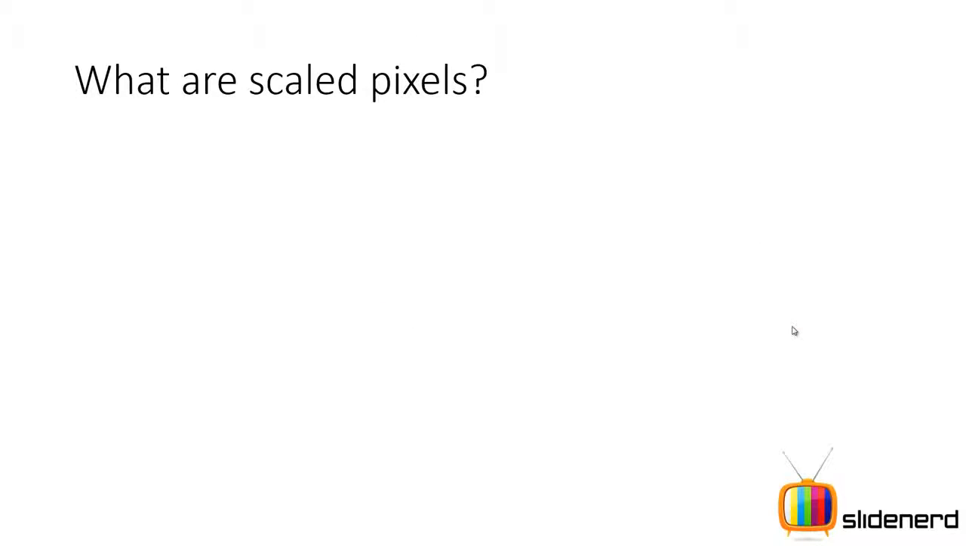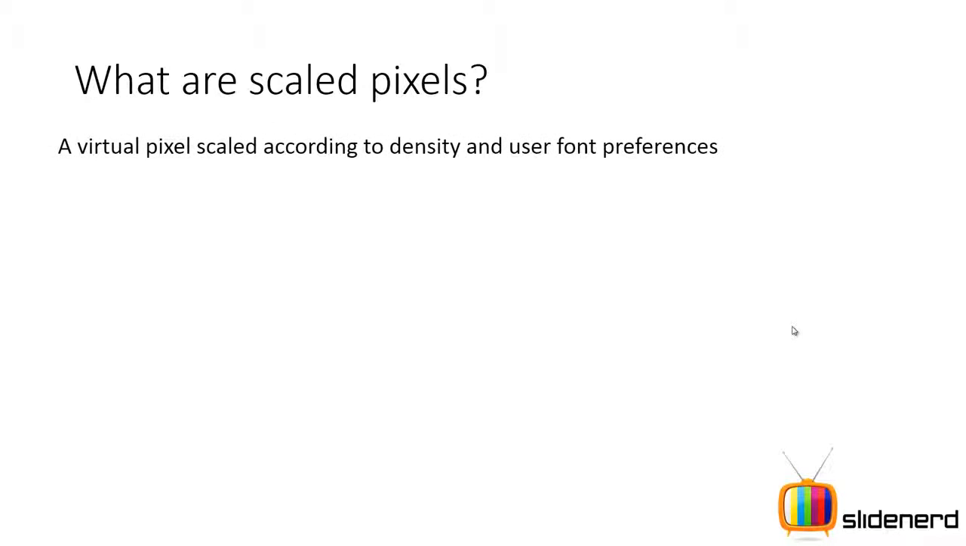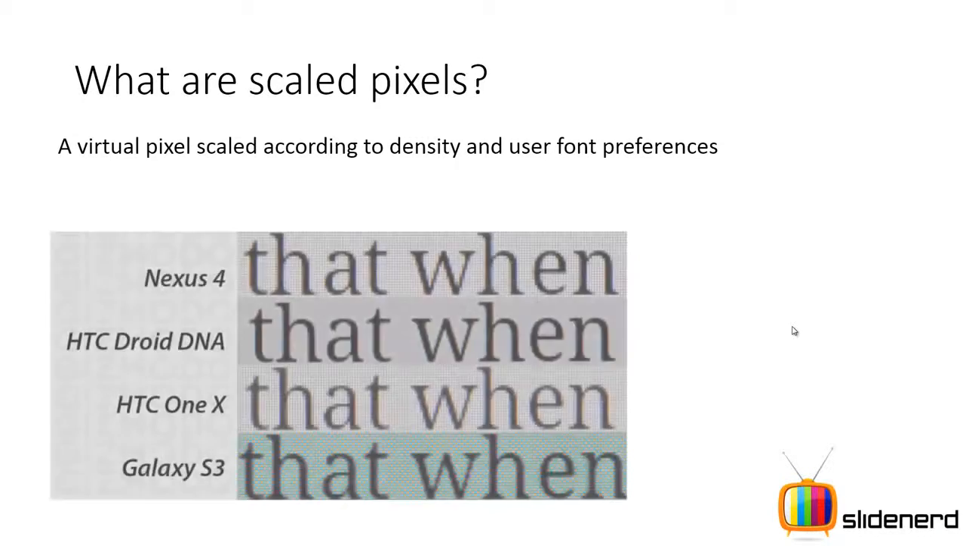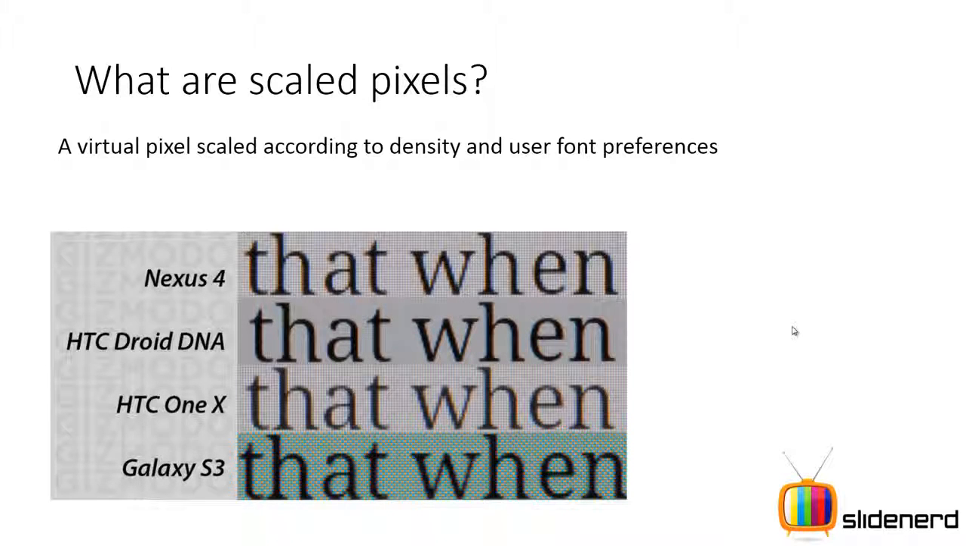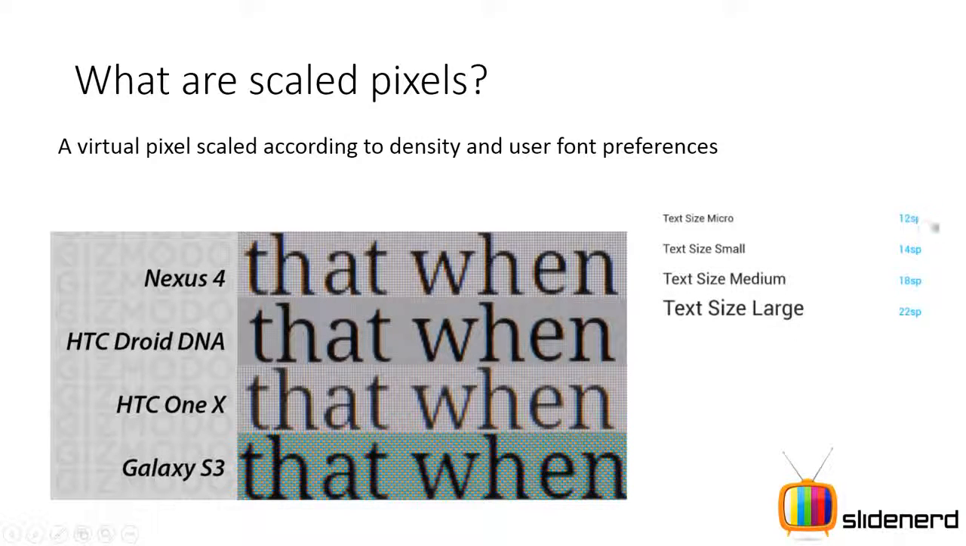You guys probably have another question like this, right? Now scaled pixels is the same concept, but it is only for fonts. You don't use it for anything else, only for fonts. It is a virtual pixel scaled according to the density and user font preferences, remember. So whenever you're using fonts, you want to make sure that fonts are in the same proportion across different screen sizes for different devices with different screen densities. To make sure that happens properly, you use scaled pixels as the unit. And here, as you can see, it's 12sp, 14sp, 18sp and 22sp.